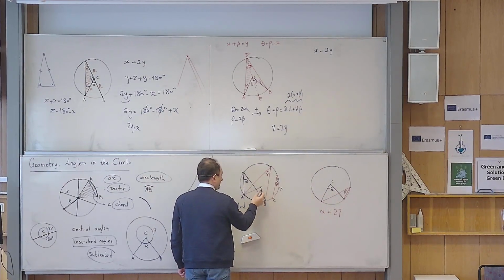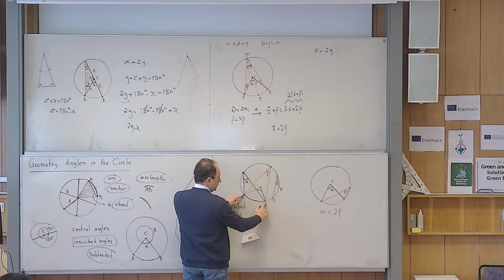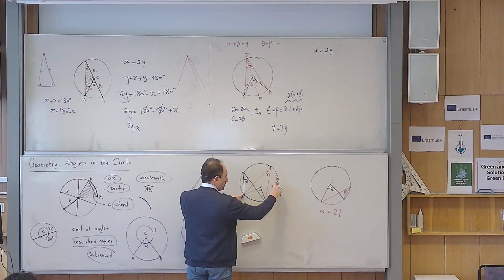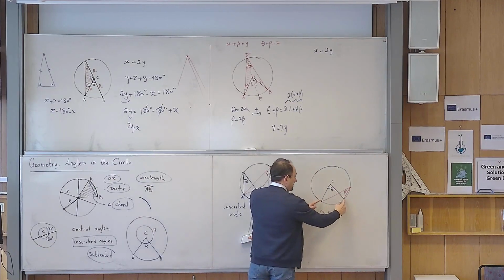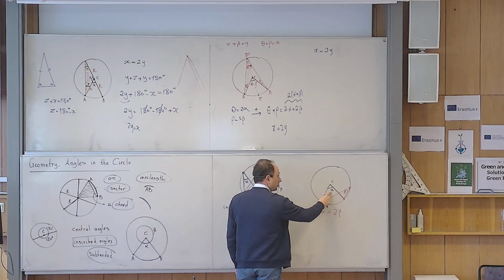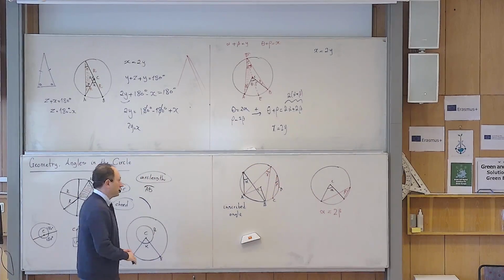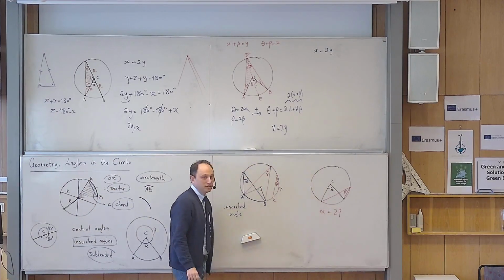I cannot say that this angle is 2 times this one. This is correct because they are subtending the same arc, but I cannot say that this one is 2 times larger than that one because this one is subtending this arc, and this one is subtending another arc. It is important that they subtend the same arc. In that case, the size of the central one, no matter how you draw it, is 2 times larger than the size of the inscribed one. Okay, if we can do this one as well, then we are convinced that in all cases this is working.